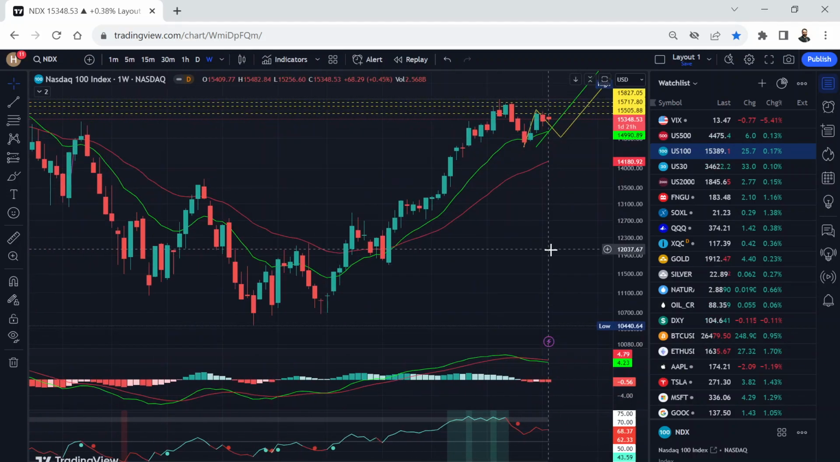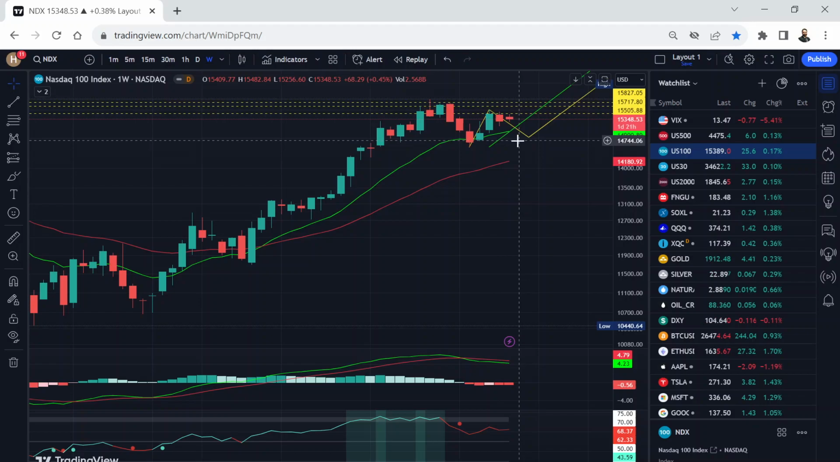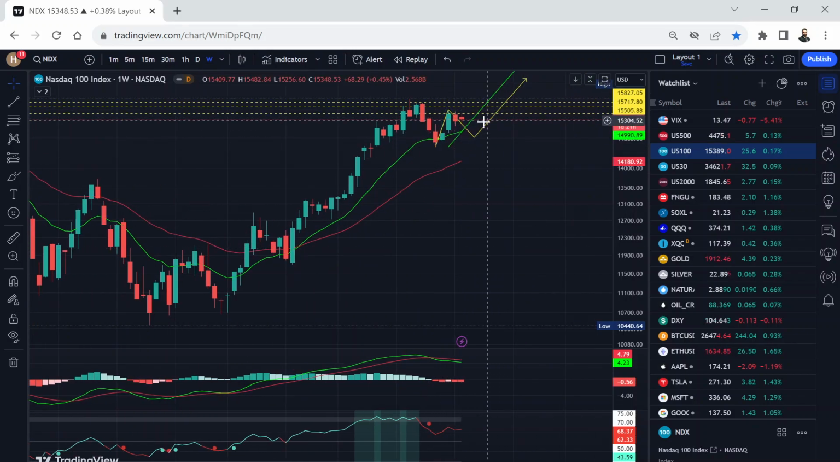So what I'm trying to tell you is, I think we are following probably two paths. One path is the green line, where we're going higher. The other path is we will make a yellow line, a higher low, and then we go higher.